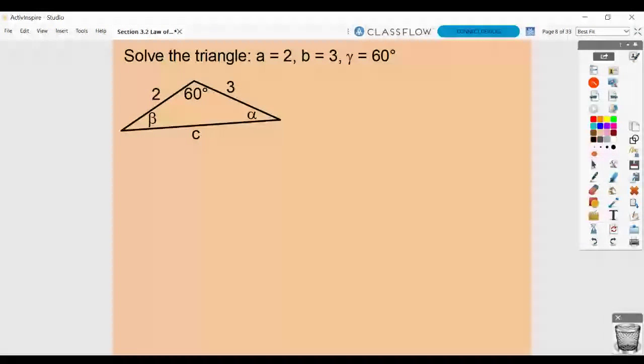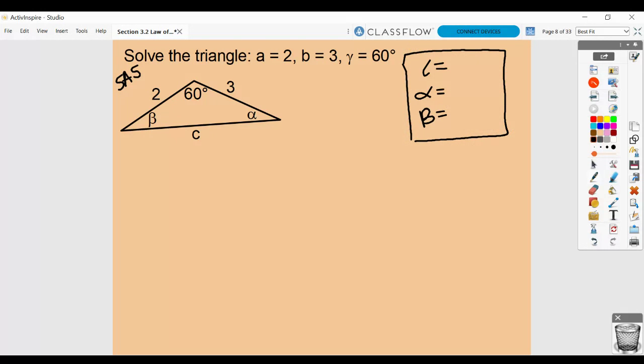So this is a side angle side triangle, and we need to solve for side C, angle alpha, and angle beta. So again, you'll want to put your answers in the boxes. Okay, so whenever you have the side angle side triangle and you're trying to figure out what you want to solve for first, you can't solve for any of the angles yet because you don't have the other one to go along with it. So we need to solve for side C first.